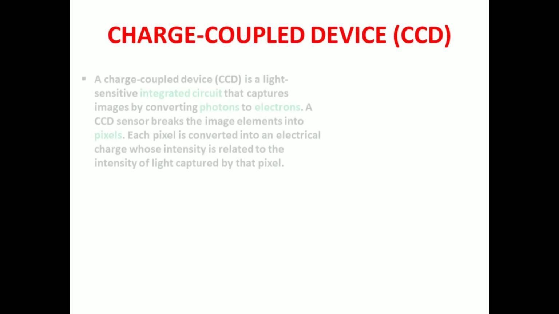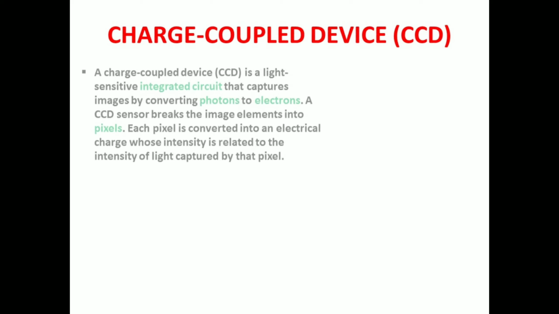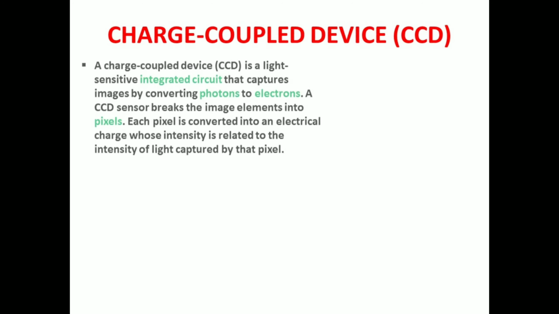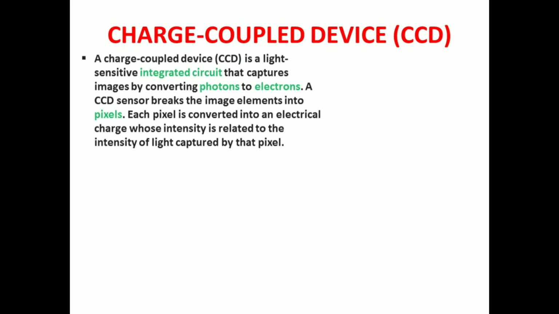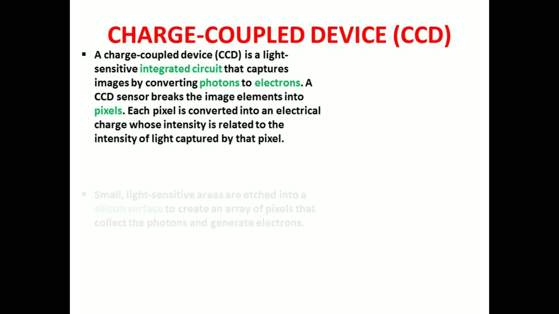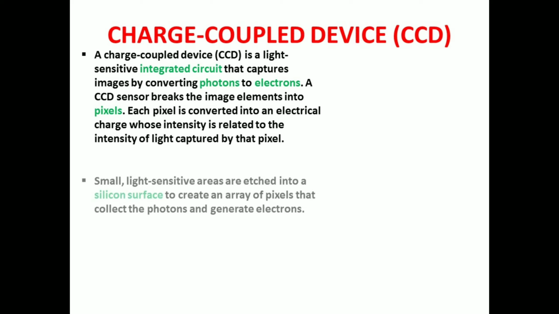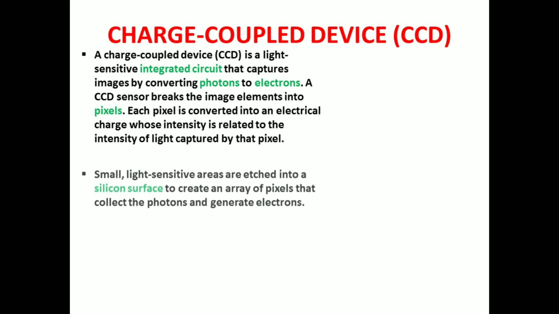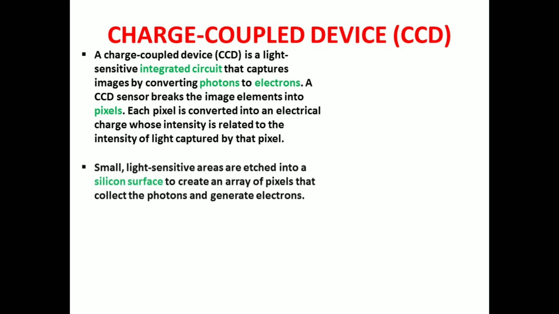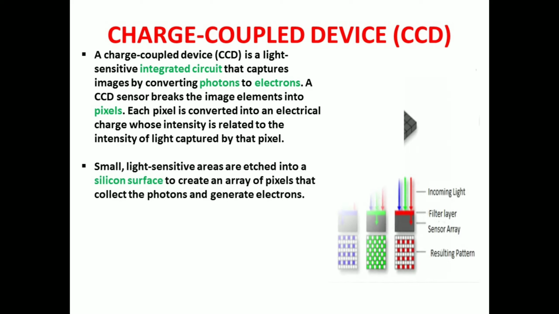And the last is the charge coupled device light sensor (CCD), a light sensitive integrated circuit that captures images by converting photons to electrons. A CCD sensor breaks the image element into pixels. Each pixel is converted into electrical charge whose intensity is related to the intensity of light captured by that pixel. Small light-sensitive areas are etched into the silicon surface to create an array of pixels that collect the photons and generate electrons. This can be seen in the figure on the right side.